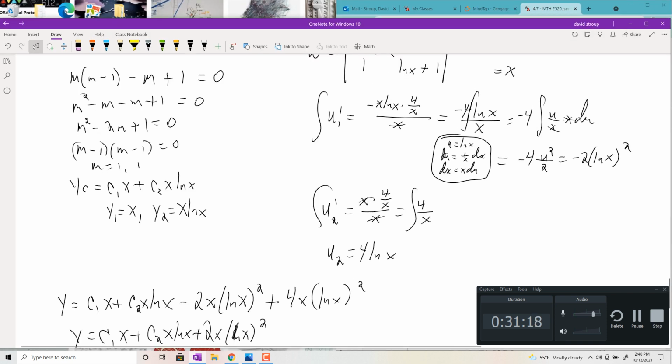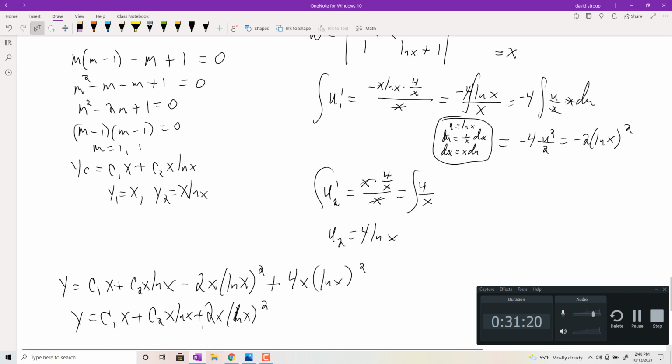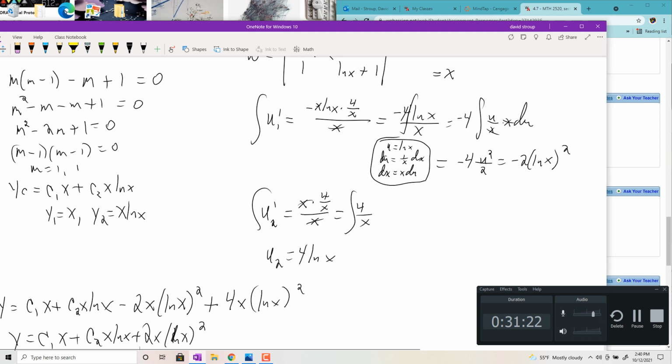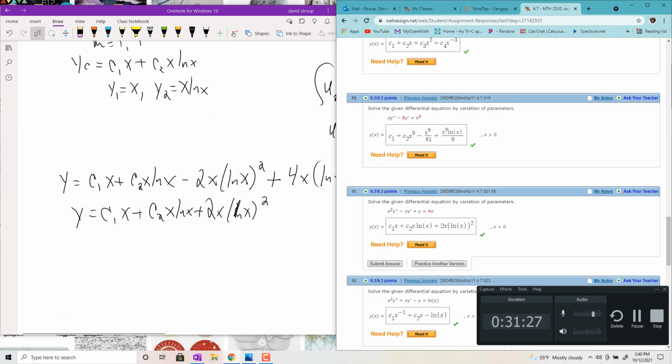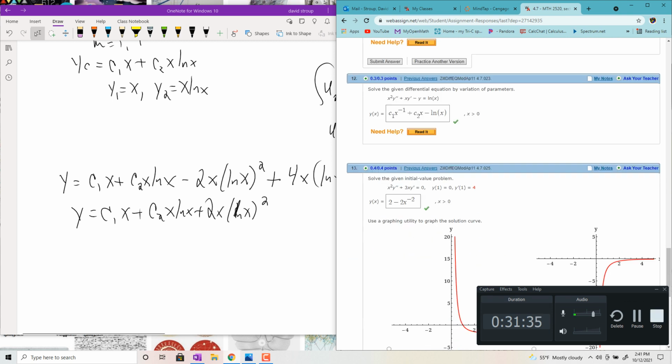Okay. And we'll check to make sure it's right, and then we'll call it a day on this video. Computer's so helpful. c1 x, c2 x ln x, 2x ln x squared. Looks good. Okay, we'll call it there.